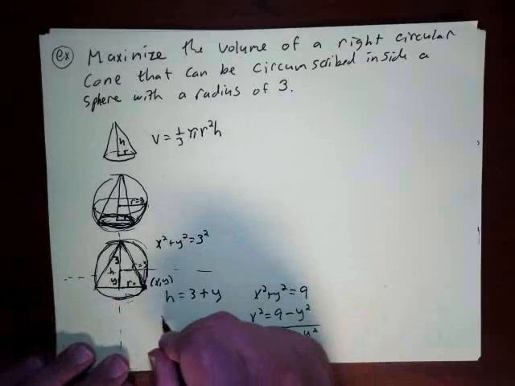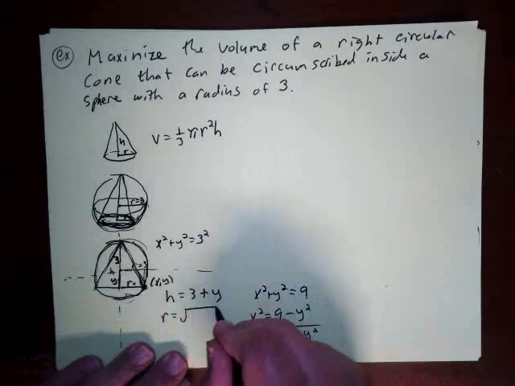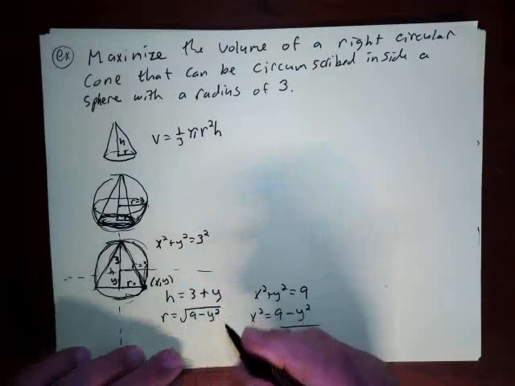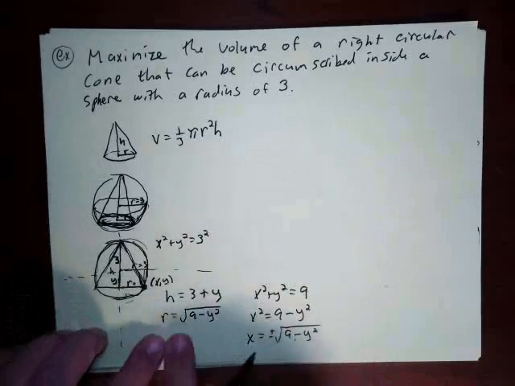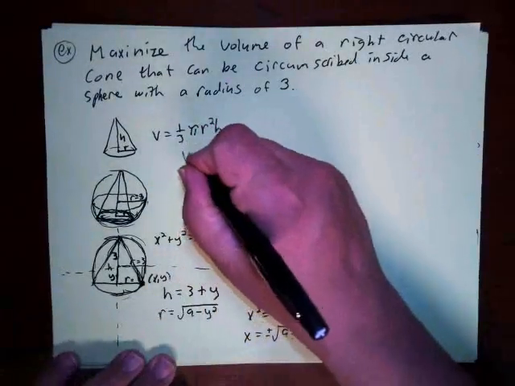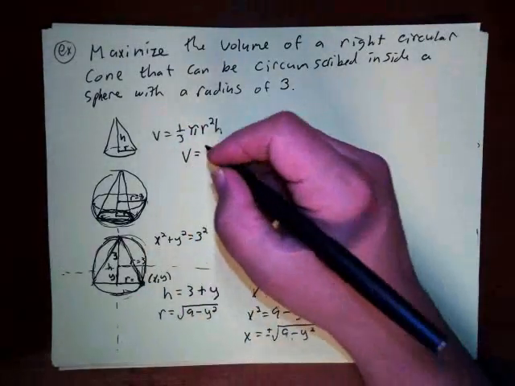So my radius here is just that x, which is the square root of 9 minus y squared. This is my height and this is my radius, and I'm going to plug these into the volume formula to get a volume, and the volume is going to all be in terms of y.